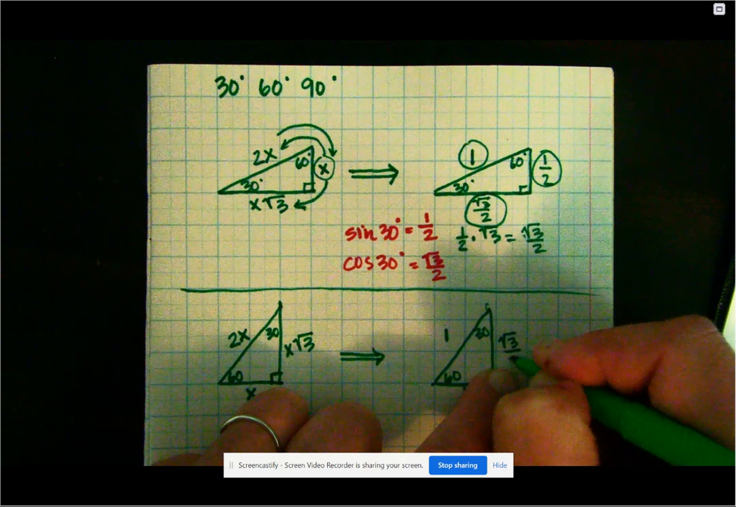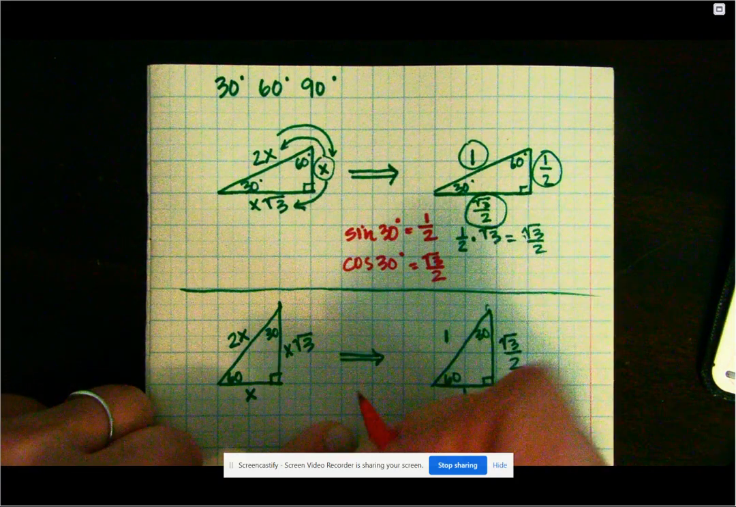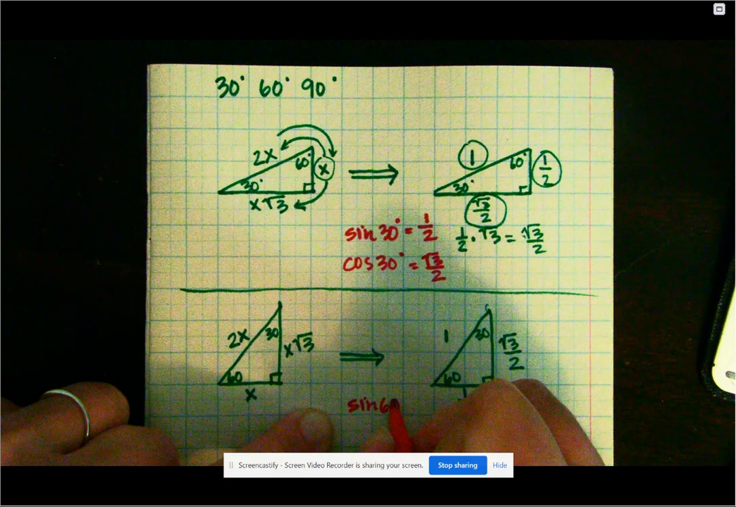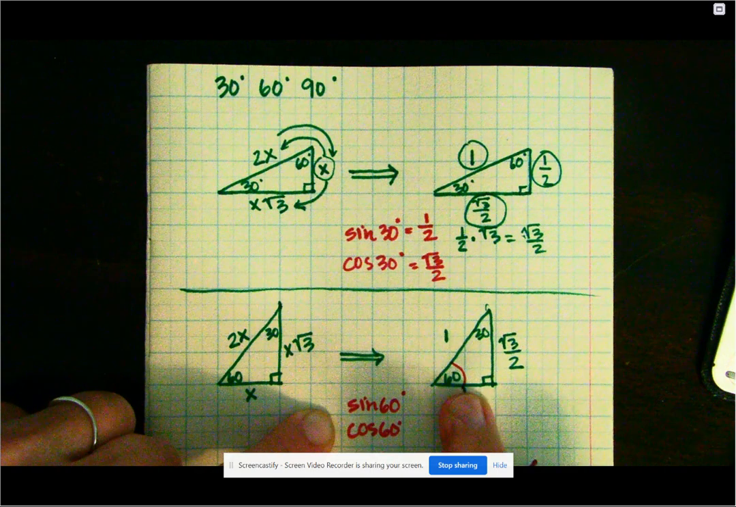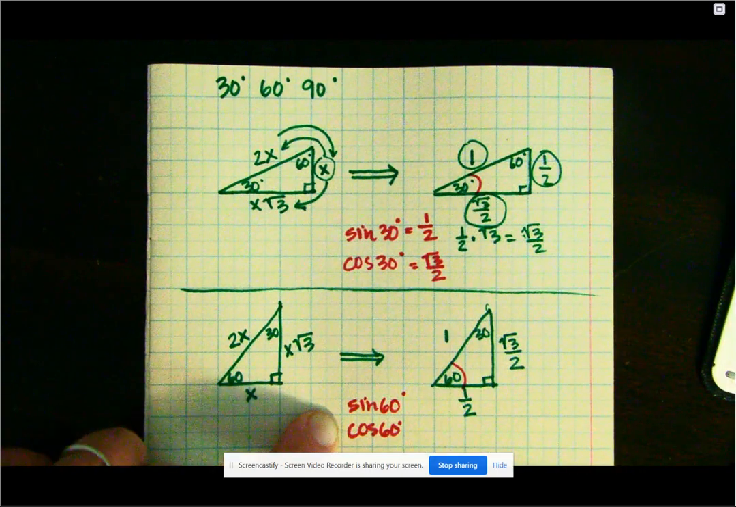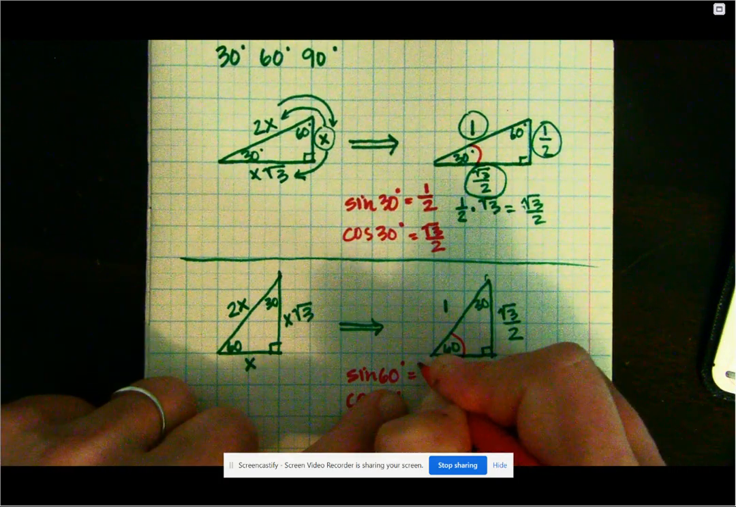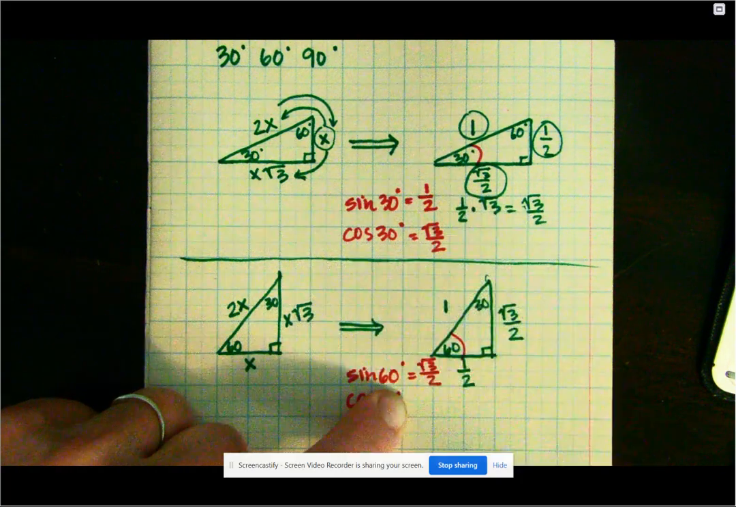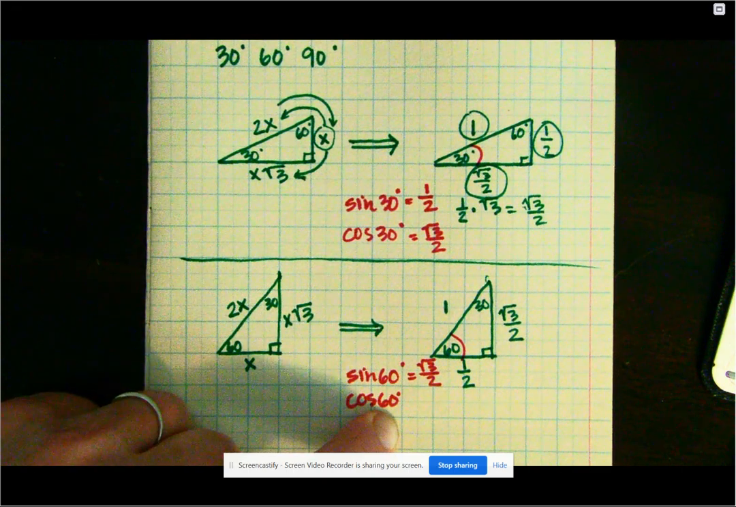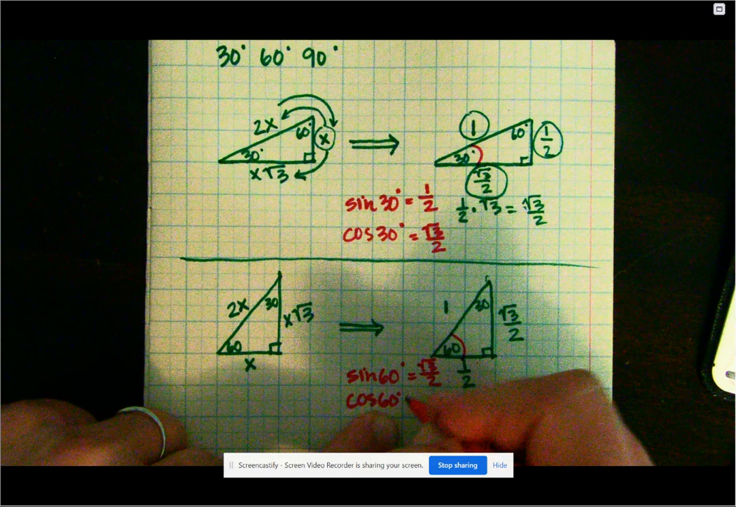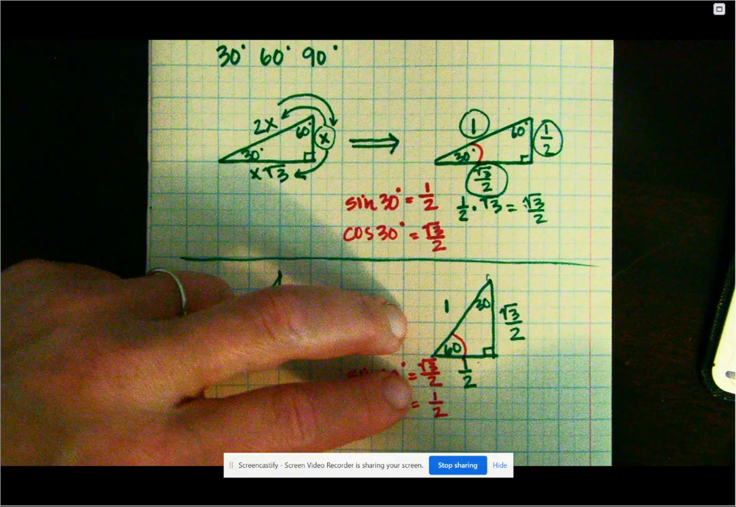So now this will help us find out exact values for the sine of 60 degrees and the cosine of 60 degrees, using this as our reference angle, right? Up here, we were using 30 degrees as our reference angle. So sine of 60 is opposite over hypotenuse, is root 3 over 2. That is the exact simplified answer for sine of 60 degrees. And the cosine of 60 degrees is adjacent over hypotenuse, which is 1/2 over 1, or just 1/2. Hey, look, these are flipped. What? Okay.